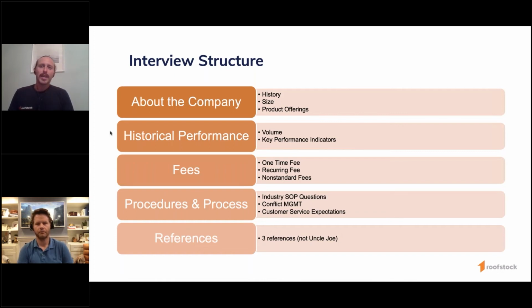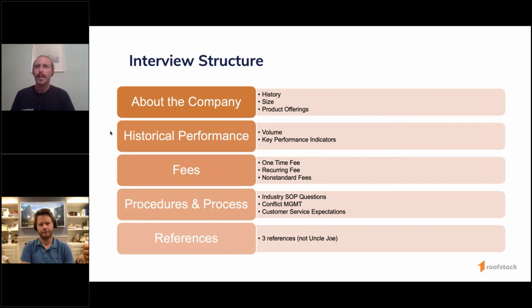So we're talking about interviewing members of your team. There's a structure that I think both Tom and I like, and it really starts at a high level about the company: talking about the company's history, the size of the company, different product offerings. This is applicable across the board, whether you're interviewing an agent, a property manager, or a CPA. There might be some questions specific to different vendors or companies, but at a 10,000 foot level, we can apply this across the board.